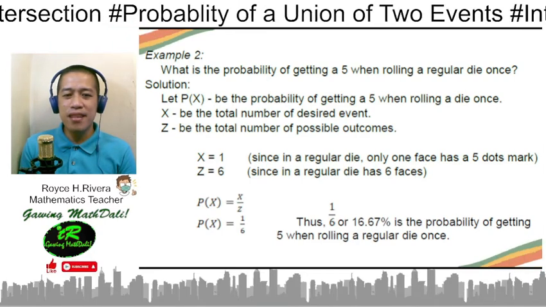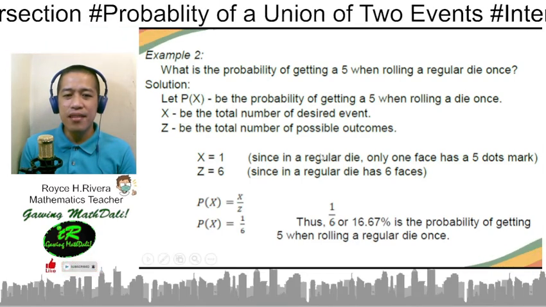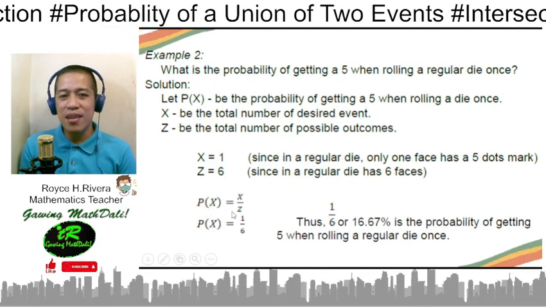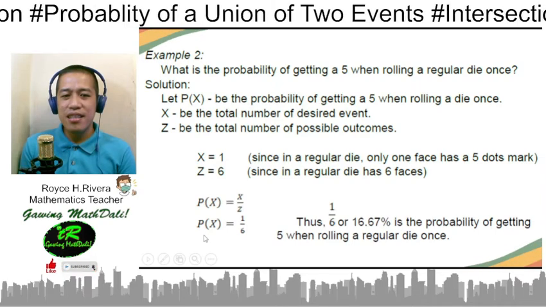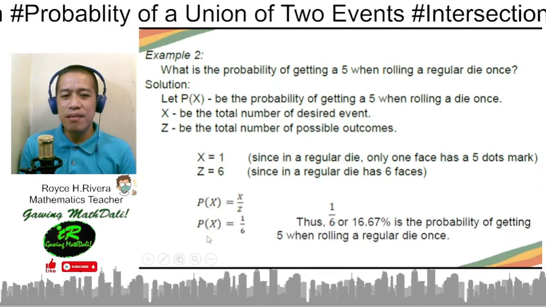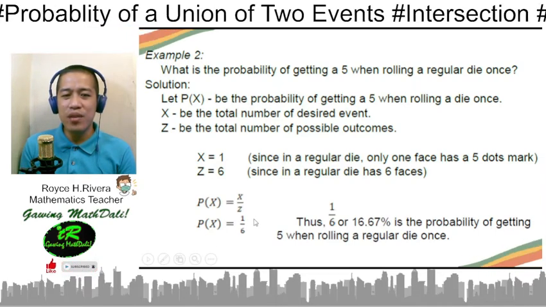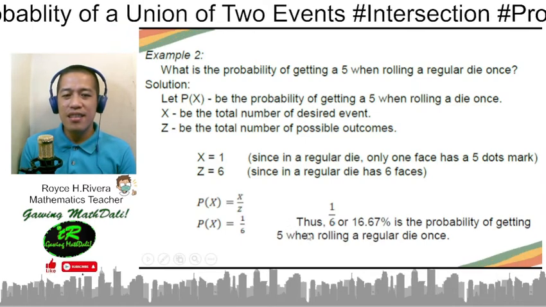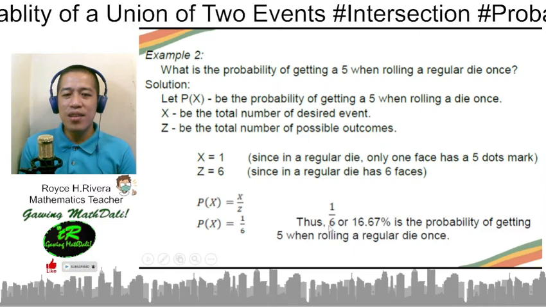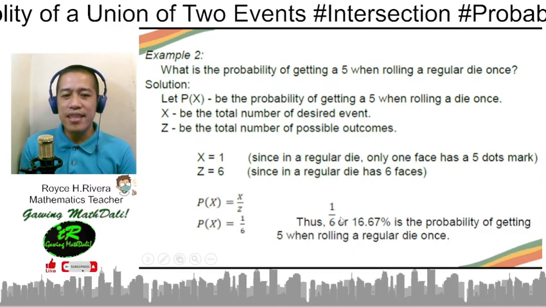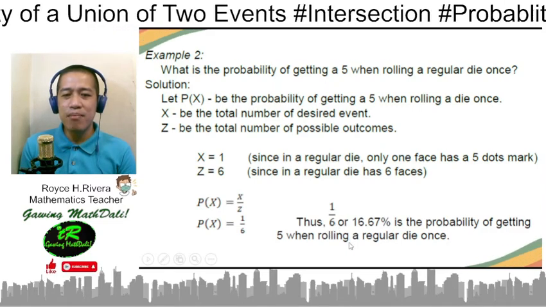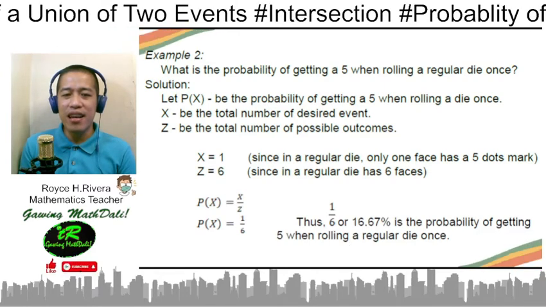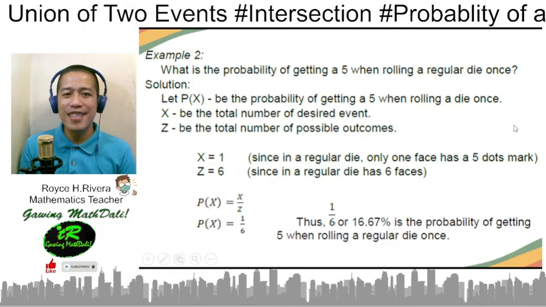Setting up the equation, we have P of x is equal to x over z. By substitution, P of x is equal to 1 over 6. Thus, 1 over 6 or 16.67% is the probability of getting 5 when rolling a regular die once.